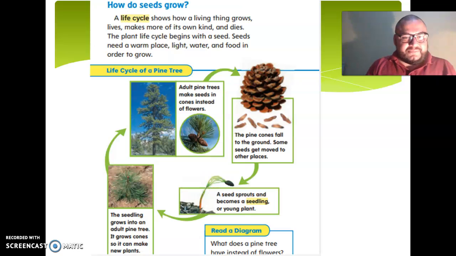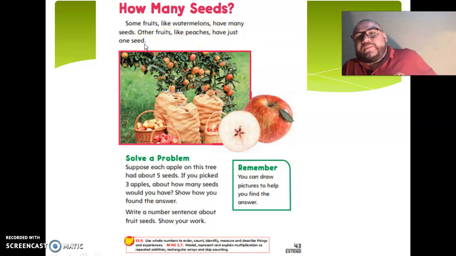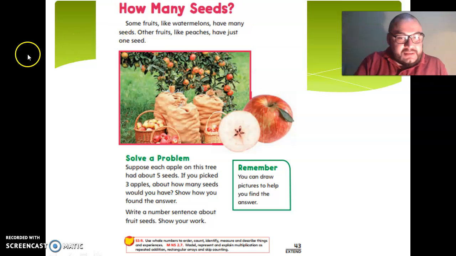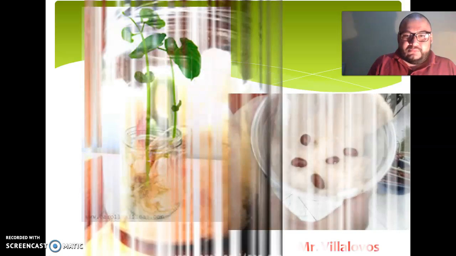The parts of the seed. We have different kinds of seeds, and the seeds make new plants. Very good. Some fruits, like watermelons, have many seeds. Other fruits, like peaches, have just one seed. Some fruits make only one seed, and other fruits make many seeds. Example, you did it. Very good. Lesson four.